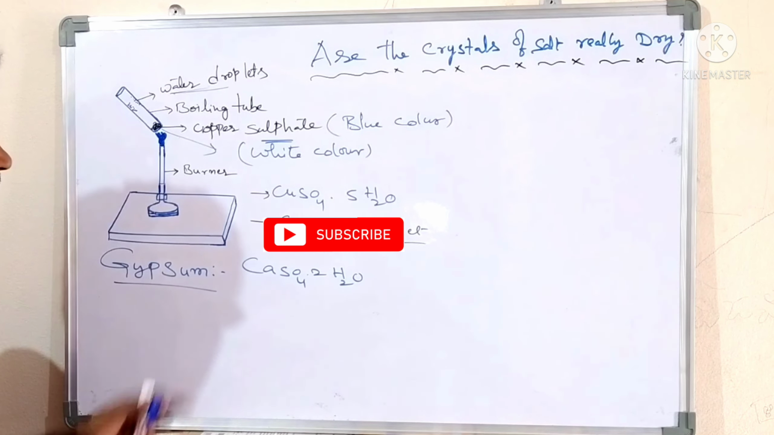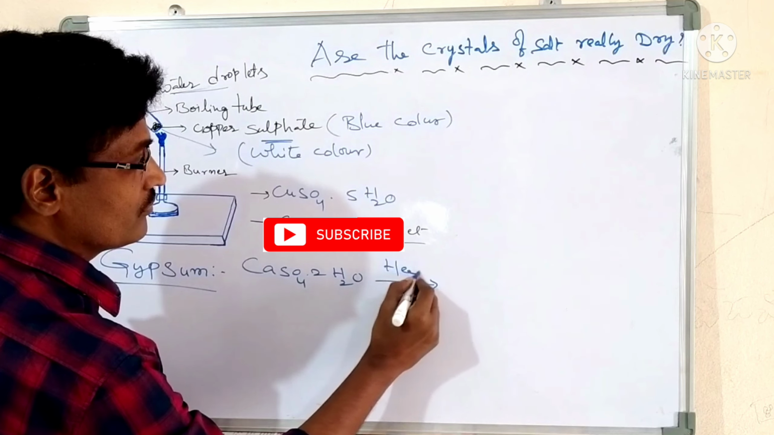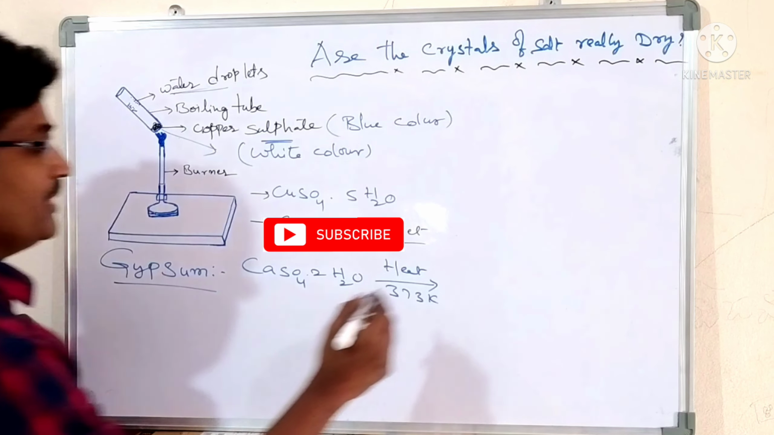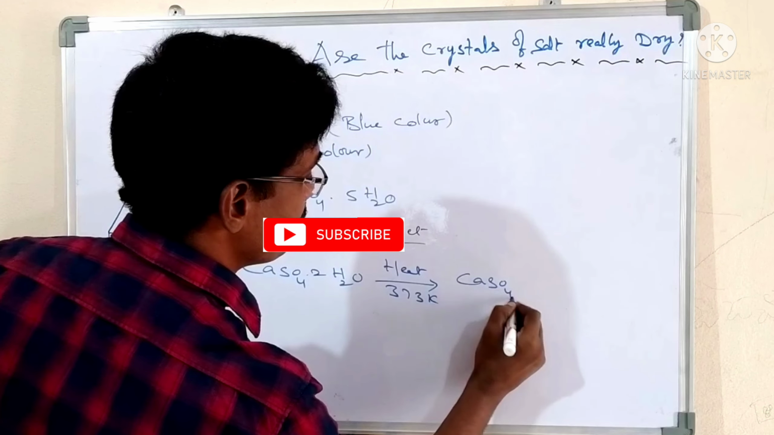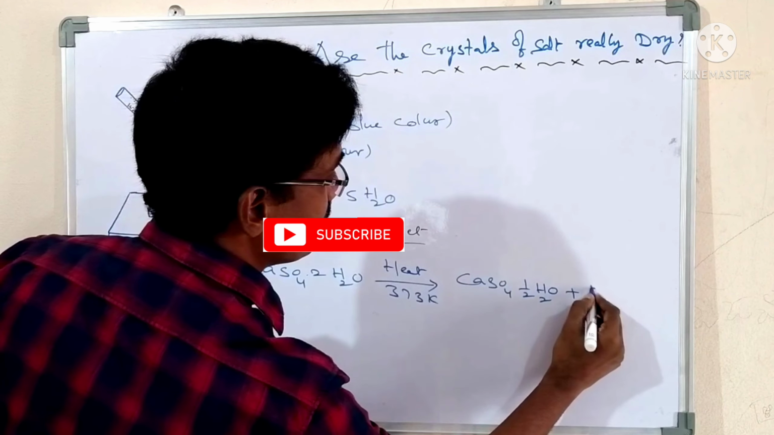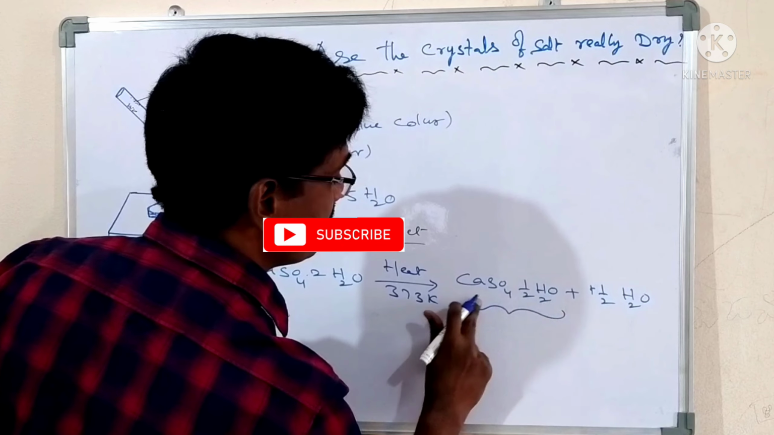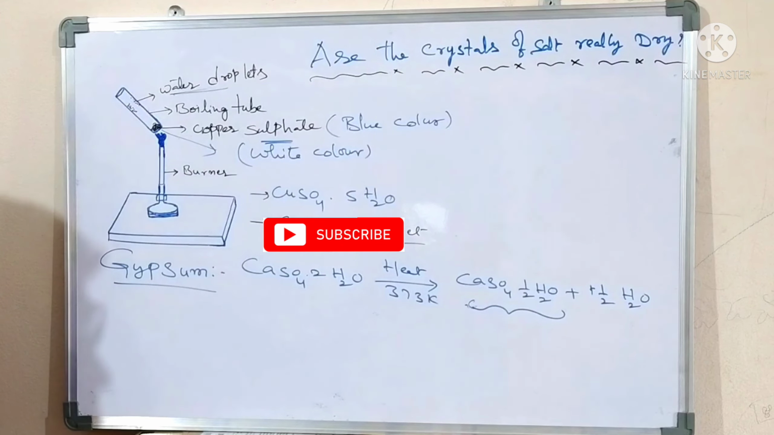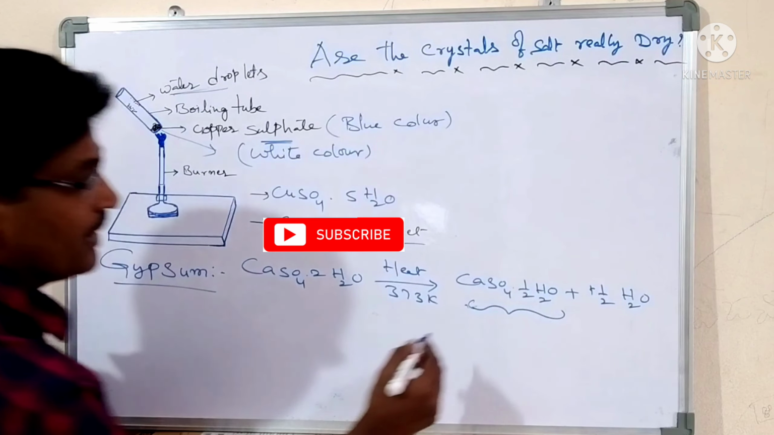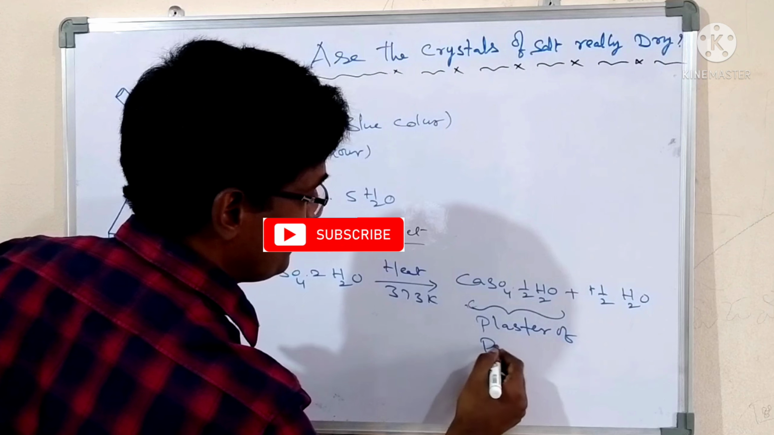Now when gypsum is heated at 373 kelvin, it dissociates as CaSO4.1/2 H2O plus 1.5 H2O. This you can call plaster of Paris. What do you call it? Plaster of Paris. I am writing here plaster of Paris.